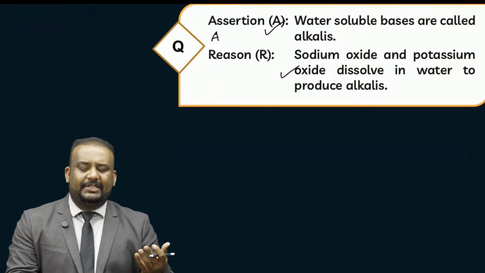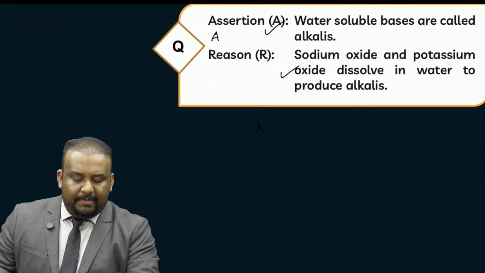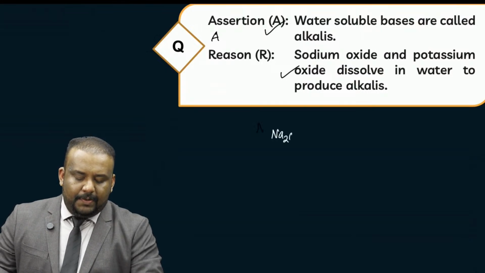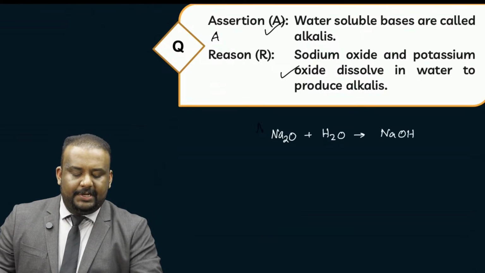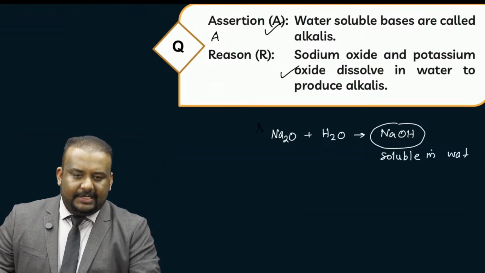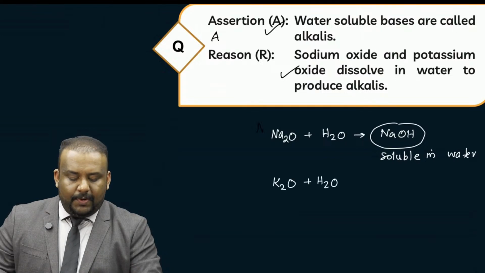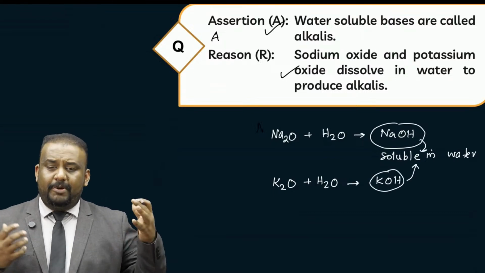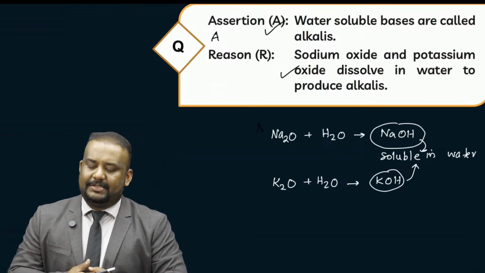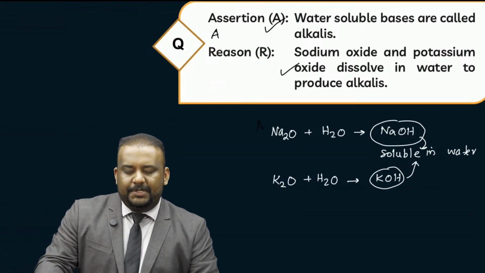For example, what is the base formed by sodium oxide reacting with water? Sodium oxide is Na2O. It reacts with water to form NaOH. And this NaOH is soluble in water. That's why it is an alkali. Same is the case of potassium. K2O plus H2O is going to give you KOH. KOH is also soluble in water. And these soluble bases are called alkalis. So the reason is very much supporting the assertion statement. So the option is A.